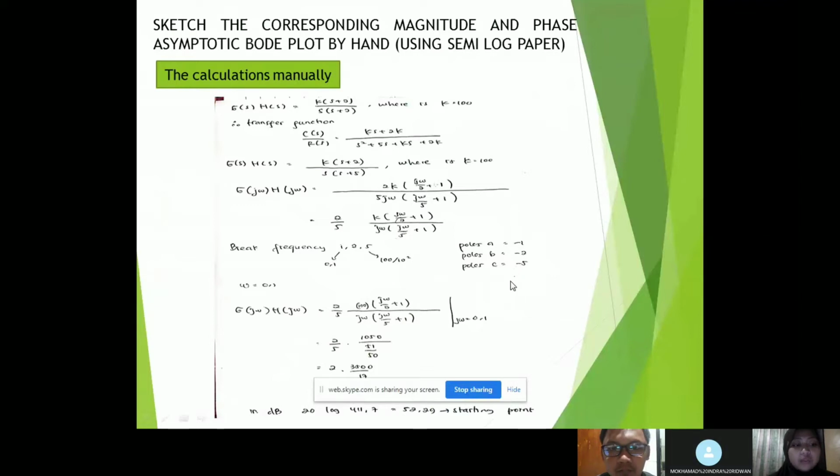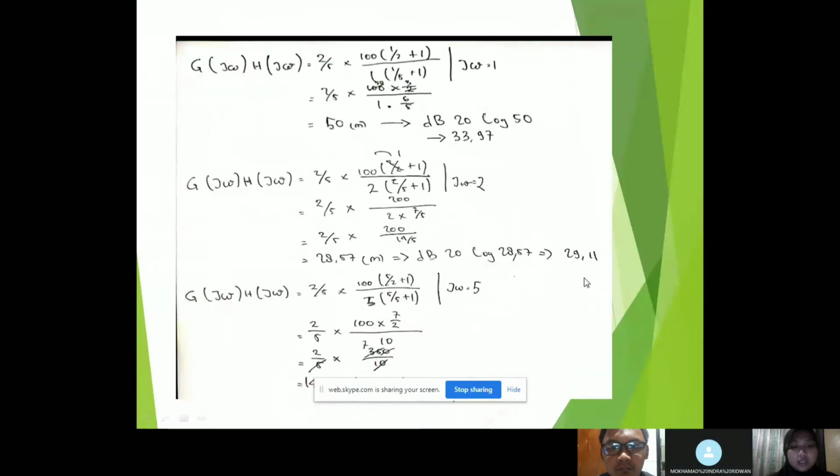As we can see, we have to calculate to find the magnitude with the following equation. We have M, where M is magnitude, 411.7, and we have to calculate the dB with the equation 20 log 411.7. We have the starting point at zero, the start pole at 0, which is 52.29.